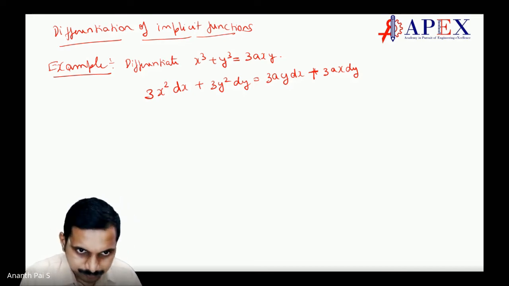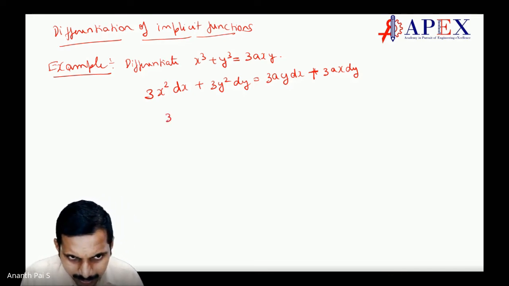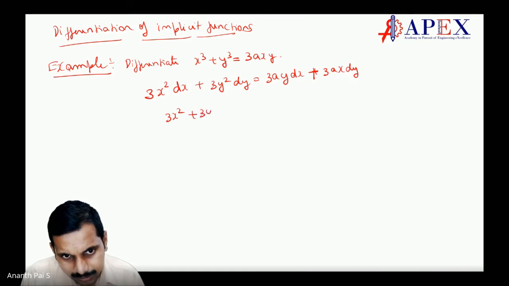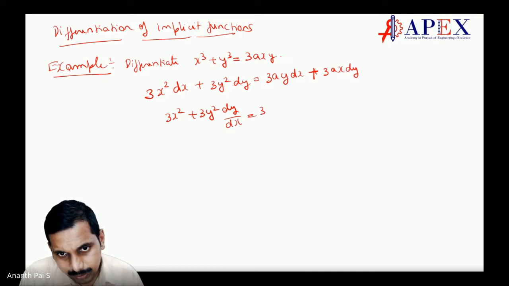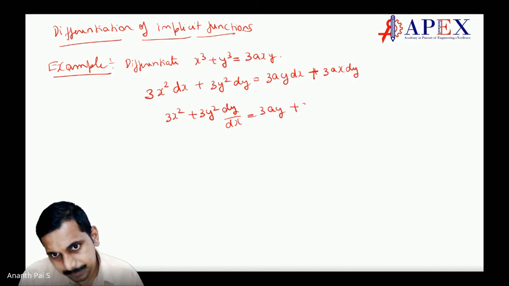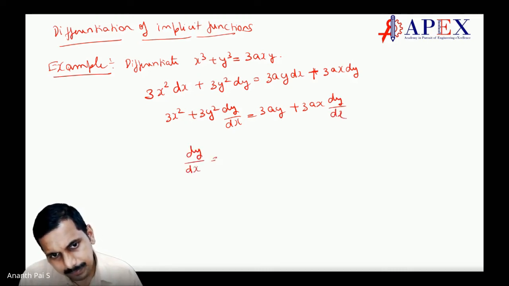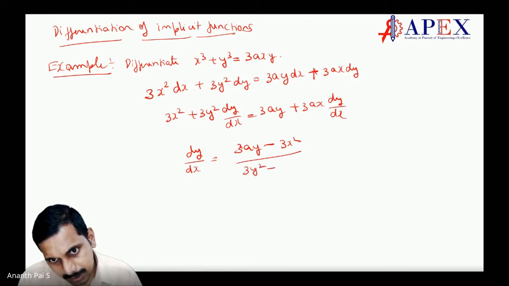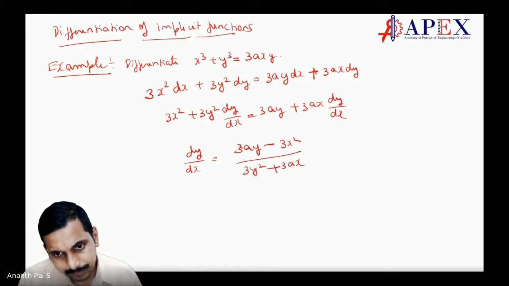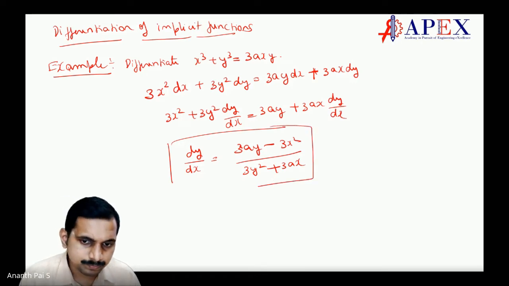That's it. So divide by dx, you will get 3x square plus 3y square dy by dx is equal to 3ay plus 3ax dy by dx. Get dy by dx on one side. That's it. dy by dx is equal to (3ay minus 3x square) divided by (3y square minus 3ax). Simple. Any doubts here?